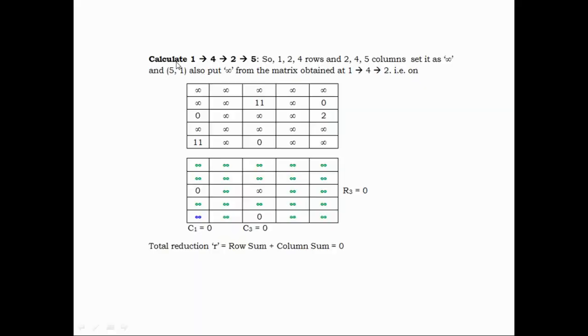Now we will calculate 1 to 4, 4 to 2, 2 to 5. So 1, 2, 4 rows and 2, 4, 5 columns, set it as infinity, and 5 1 also put infinity. From the matrix that is obtained at 1 4 2, which is nothing but this one. Here the distance 2 to 3 is 11 and 2 to 5 is 0. Remember this one, we are going to use this further. And we did all these operations on this matrix. Finally, we will get the total reduction R equals 0.